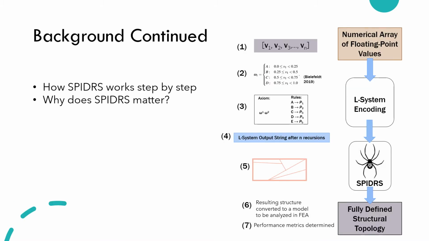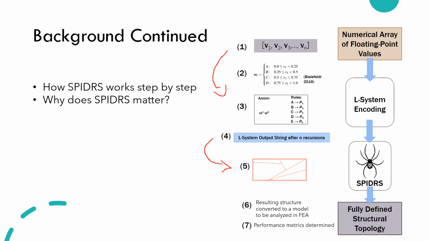This is how SPIDERS work step by step, but the key takeaway to understand is that a numeric array is inputted into the L system, and the L system spits out a long string that serves as instructions for SPIDERS to create the graph of structural topology, and the created graph is sent to finite element analysis, or FEA, resulting in determined performance metrics for the structure.